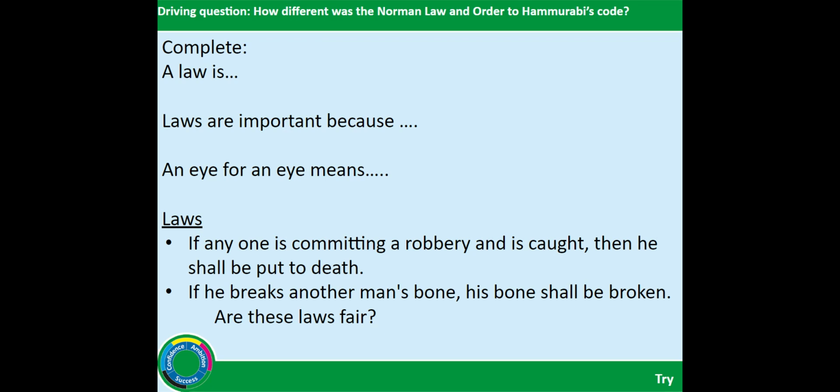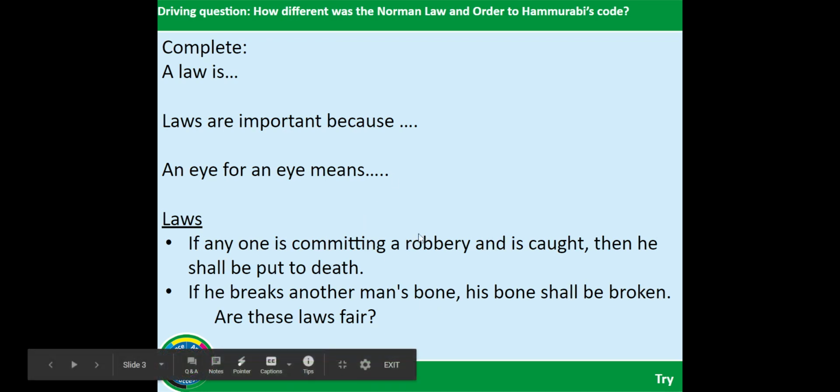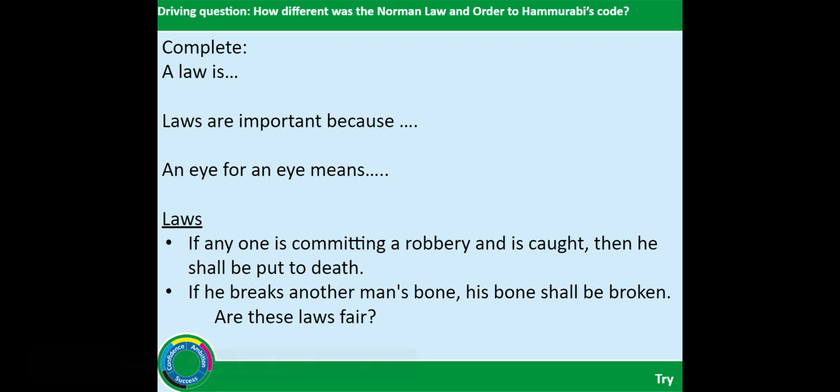Then, looking at the laws we have looked at, or these 2 laws that I have given you here, you're to write down if you think these laws are fair and why. So we've got, if anyone is committing a robbery and is caught, they should be put to death. Or we've got, if he breaks another man's bones, his bones shall be broken. You could also use the eye for an eye or the teeth law that we have talked about so far. So go and do task 1 on the Google Docs now.